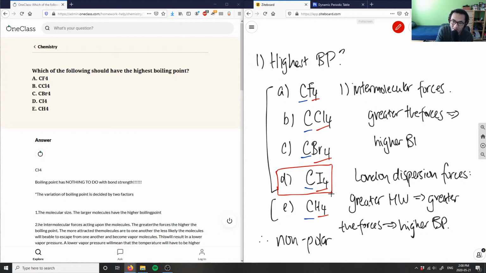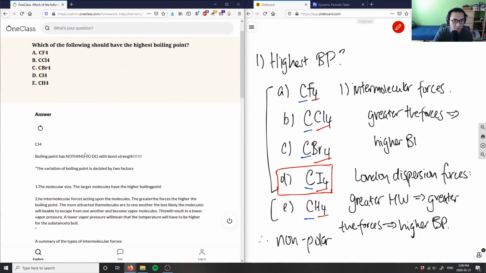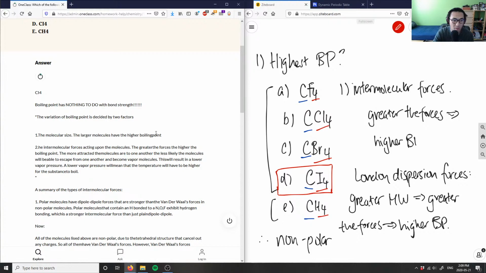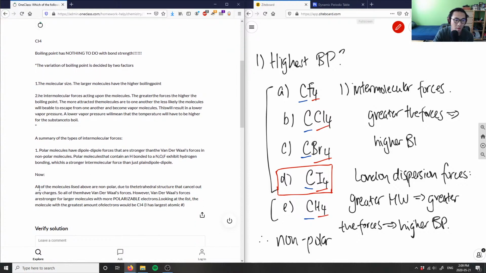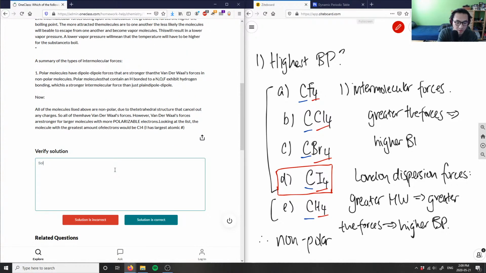CI4, or carbon tetraiodide, would be the molecule with the highest boiling point because it has the greatest amount of London dispersion forces in the compound here. So the solution here is correct. Again, CI4 is good. Molecular size, so the larger the molecule, the larger the boiling point, which is correct. Intermolecular forces also play a part, which is good. It says here all the molecules listed above are nonpolar, which is good. So all of them have van der Waals forces, or you can think of it as London dispersion forces. However, van der Waals forces are stronger for larger molecules, right? Which is good. So that's CI4. So the solution here is correct. Good analysis.